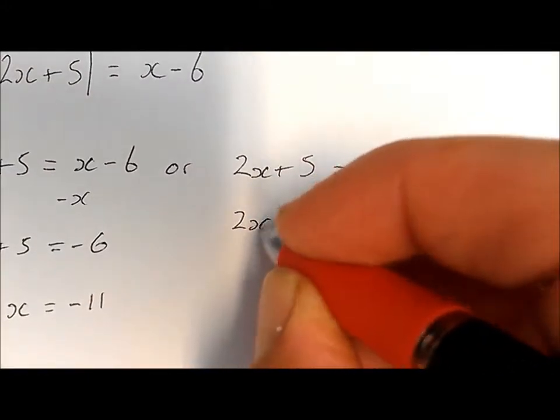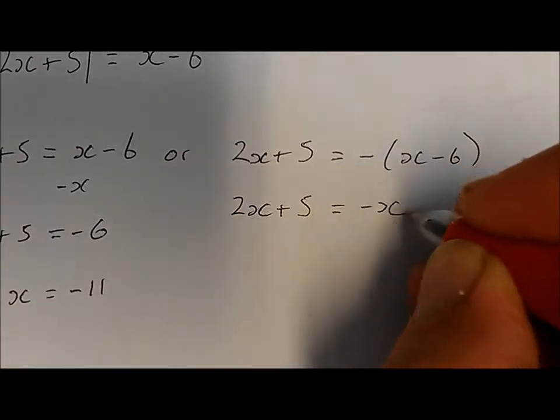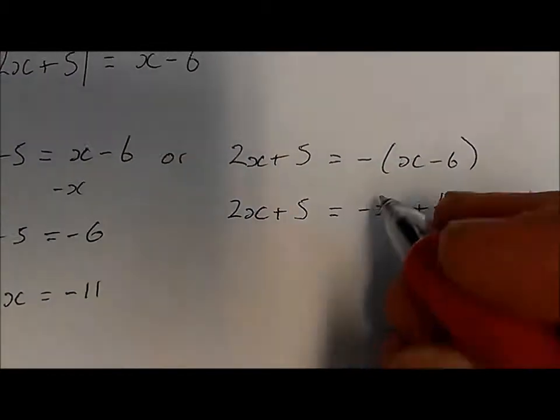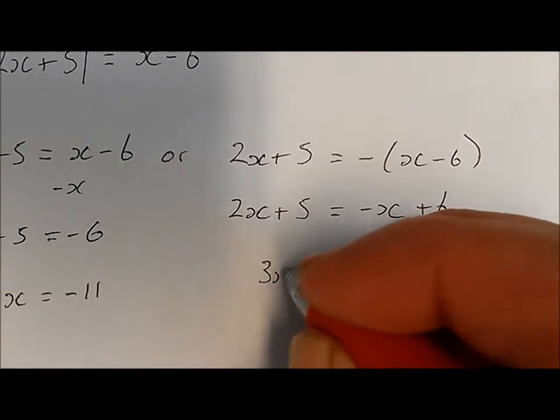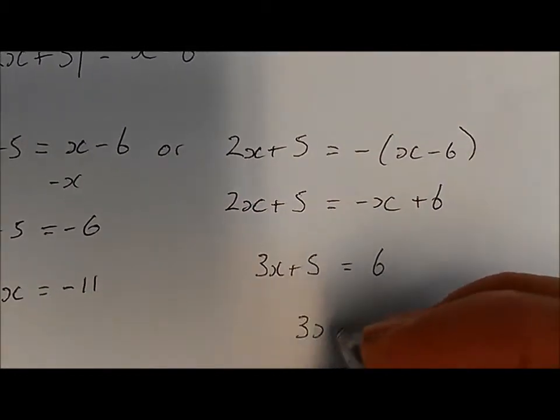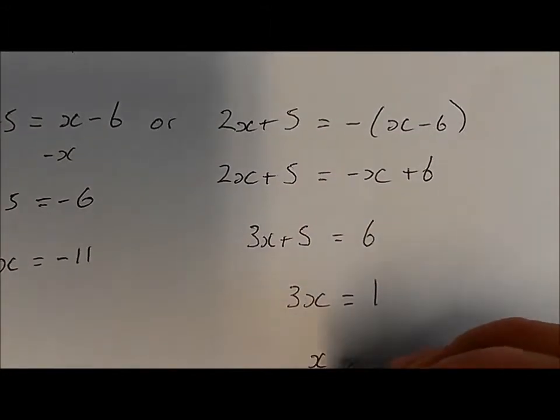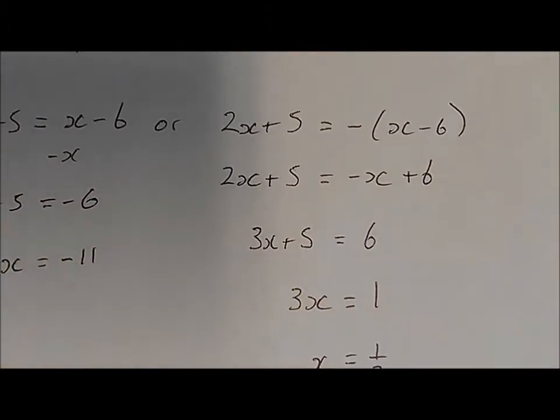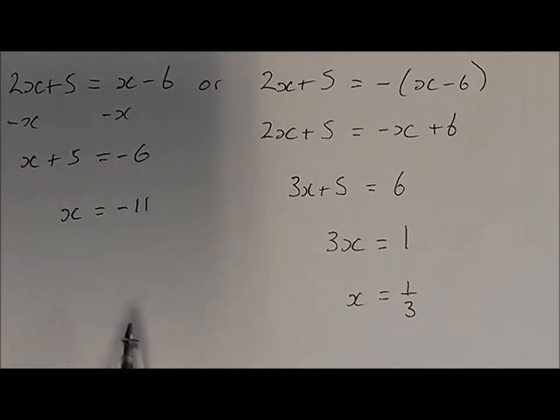Over here, 2x plus 5 equals negative x plus 6. Adding the x, 3x plus 5 is equal to 6, subtract the 5, 3x is equal to 1, x equals 1/3. So now I'll go back and check these.